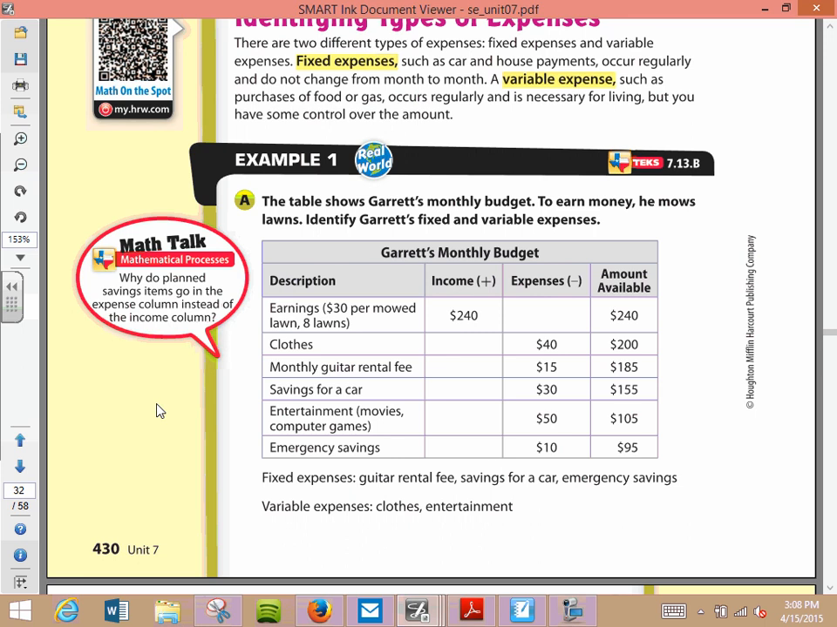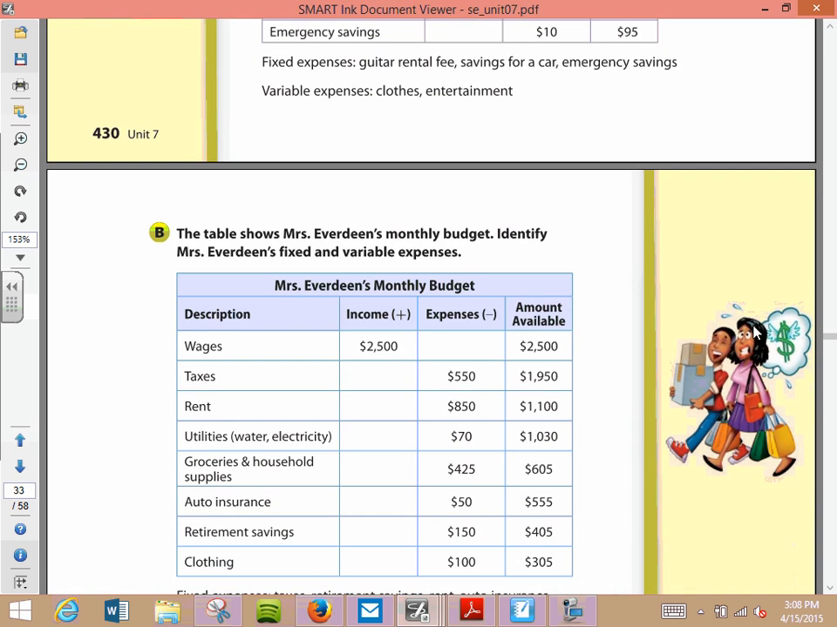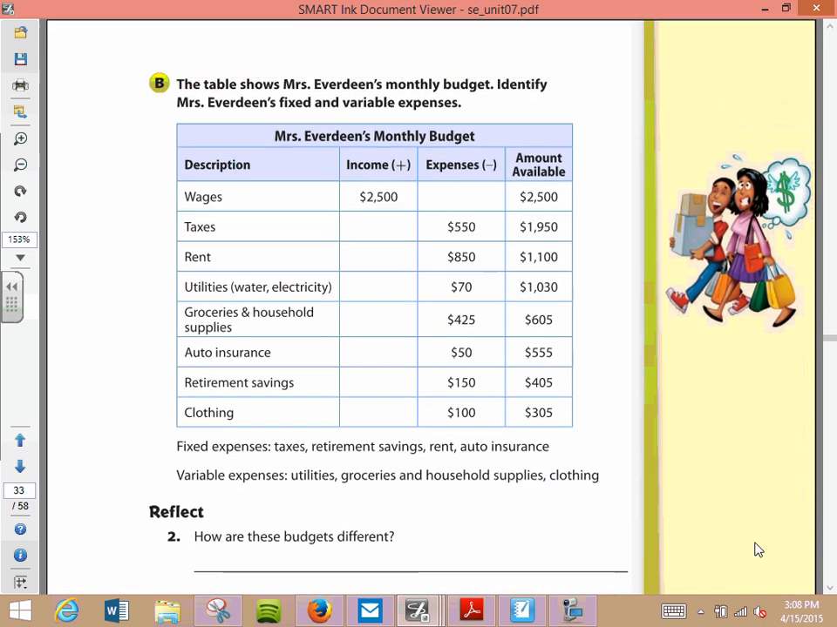What about entertainment, movies and video games? Variable, right? Because you can go watch one movie or two, or you can just go straight from one movie to the other one and not get caught. Don't do that. And then what about emergency savings? Fixed again, right? Savings are generally fixed. You want to save the same amount every single time. Now let's look at Mrs. Everdeen's account. She seems to have a very different approach to her stuff.